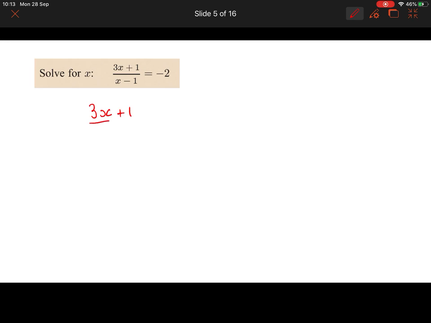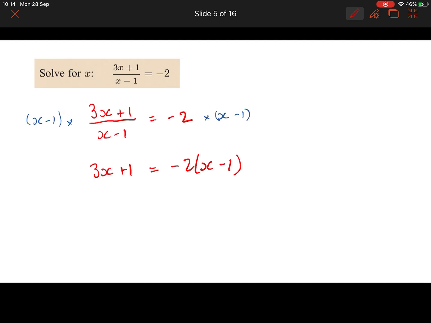Okay, again, this is actually a very similar equation, really. Just looks a bit more difficult. All you're going to do here is, again, multiply both sides by the denominator of the fraction. So I'm going to multiply by x minus 1 and multiply by x minus 1. And what you must do is make sure you use a bracket. So the beauty of the left-hand side is you're going to be left with only 3x plus 1.